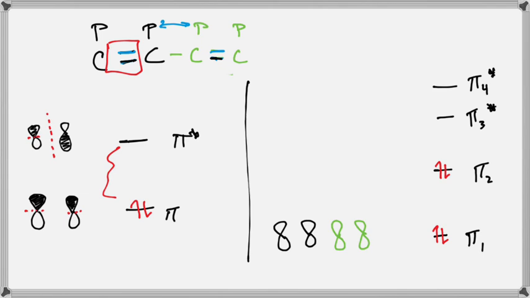Why do I have to go up in energy to put in the next 2? I can only fit 2 electrons per orbital. Okay? Why did I not immediately put 1? Why did I not go like this? 1 in pi 2, 1 in pi 3. Say again? Yes, it does require energy to put it higher.